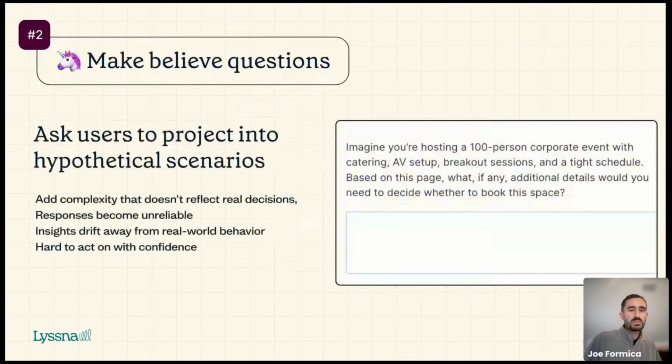Make-believe questions are another type of wishy-washy question that ask users to project into hypothetical scenarios and over-extrapolate about a situation they're in or how they're responding to a question.